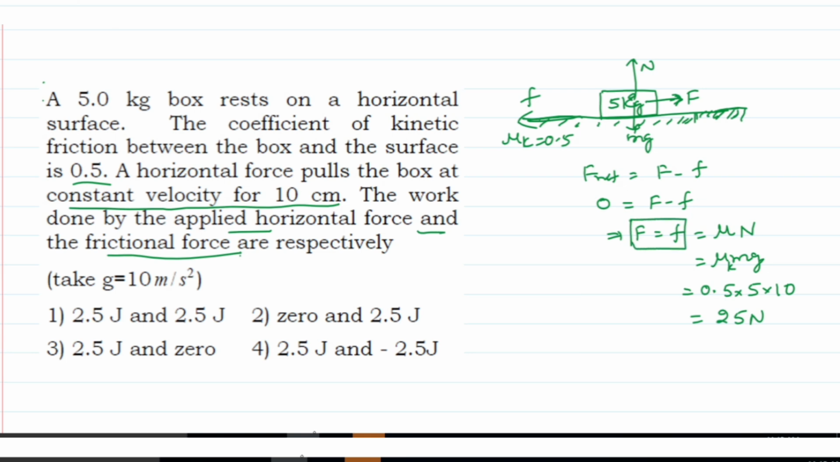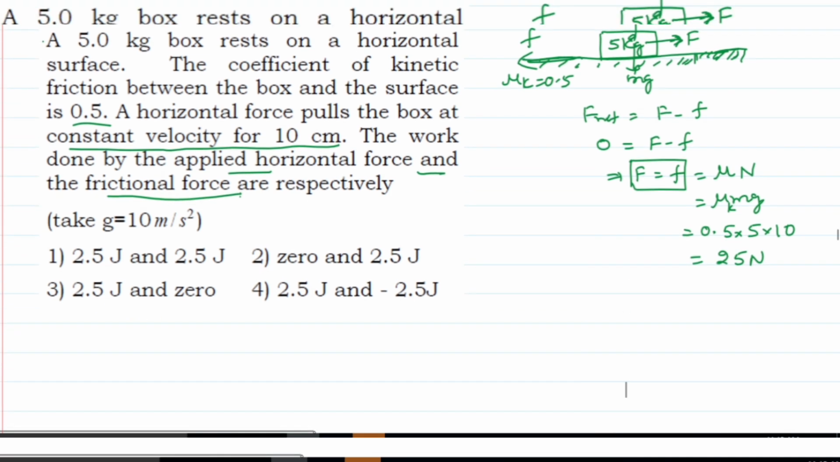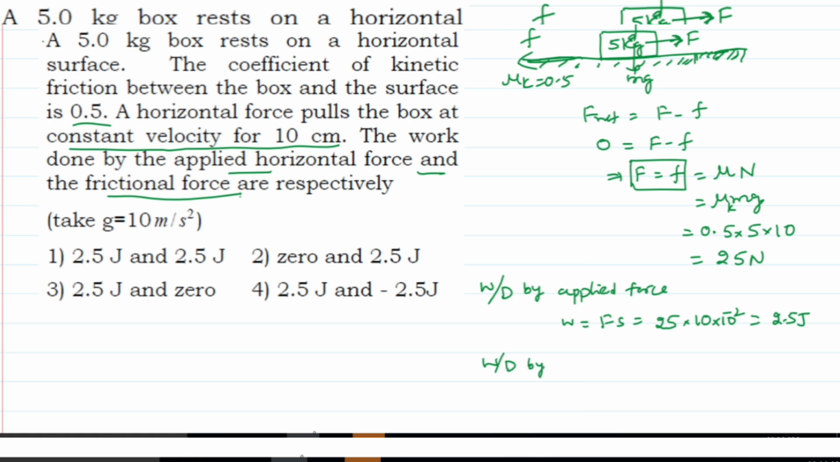This is very important. Now, according to the requirement, they are asking for the work done by the applied force. Work done by the applied force is W equals F into S. Already we got F as 25, and the displacement of the body is 10 centimeters, which is 10 into 10 power minus 2 meters. So we get 2.5 joules. The second question they are asking is the work done by the frictional force.